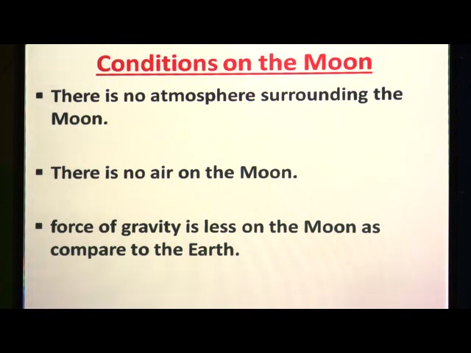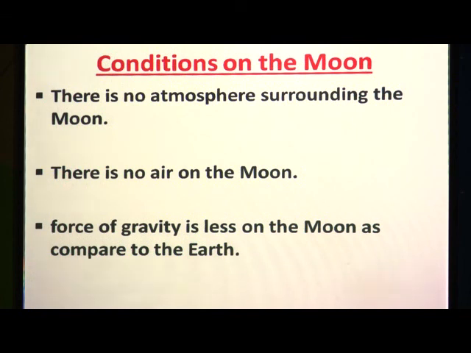In fact, your weight on the moon would only be 1/6 of your weight on the earth. Suppose your weight on the earth is about 60 kilograms, then your weight on the moon will be only about 10 kilograms. So, these are all the conditions on the moon, which are quite difficult compared to the earth. Hence, no living things could survive there.